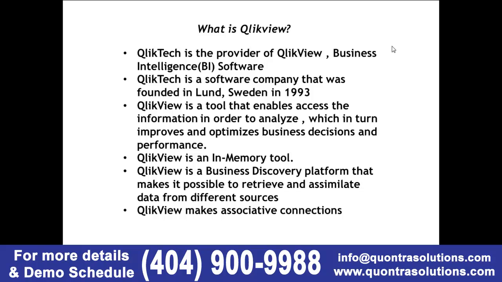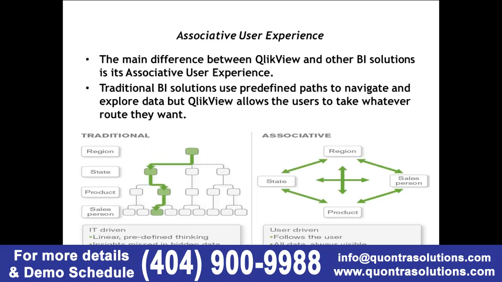Let's wait and see. One of the unique features in Qlikview is that it performs auto associative connections. What is the meaning of associative connections? This is one of the main differences of Qlikview from other BA reporting solutions. In the other BA reporting solutions, the approach is purely traditional. It needs to be followed in the same hierarchical order. But when you talk about the associative approach, I can navigate in any fashion. It's purely a user-driven tool.